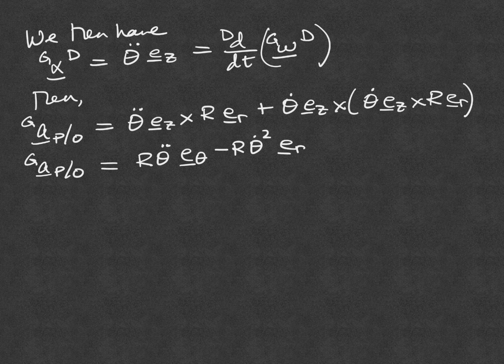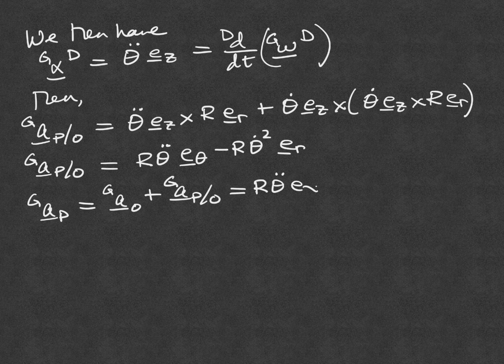And we can just add the acceleration of O to get the acceleration of P. So this is equal to the acceleration of O in G plus the acceleration of P relative to O in G, which is equal to R theta double dot Ex. And then I'm going to put this in the right order: minus R theta dot squared ER plus R theta double dot E theta.